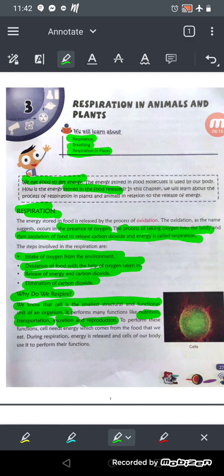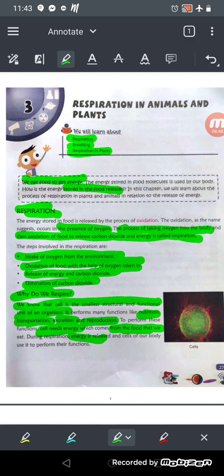To perform these functions, cells need energy. If you don't have energy, you're not able to sleep properly, you're not able to play properly or do anything. So you need energy, which comes from the food that we eat. In the nutrition in animals chapter we discussed that we eat food, then we get the energy, then we perform our different activities, right? So during respiration, energy is released and the cells of our body use it to perform their functions.